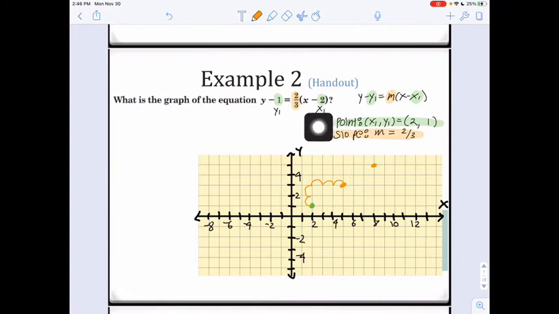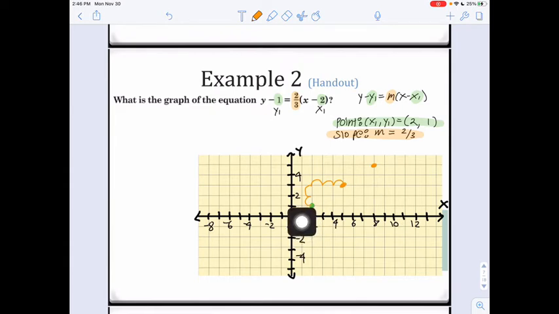Since x1 is 2 and y1 is 1, remember they always come after a minus sign, so don't use the minus sign. It's going to be the opposite of what you see. So if you see negative 1, it's 1. If you see negative 2, it's 2. So the x1, y1 becomes 2, 1. That's where we're going to start. So x is 2, y is 1. You go to the right 2, up 1.